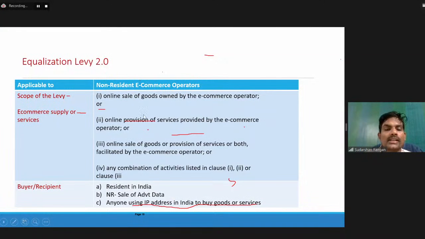Non-resident e-commerce operator selling goods owned by it, providing services owned by it, or selling goods and providing services facilitated by it, to a resident in India, or to a non-resident if the data is sold. Remember the example of Hyatt Book and 18 plus. Similarly, even though the buyer may be non-resident, if it's through an IP address located in India, even then it will attract. So that's why it is a very wide definition.